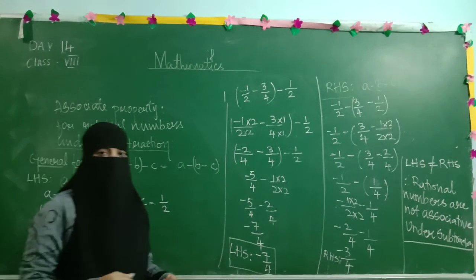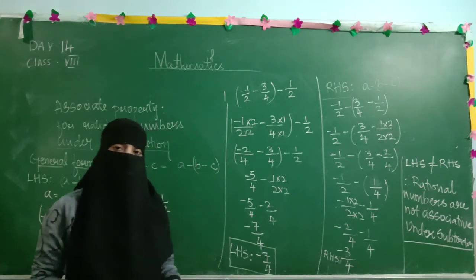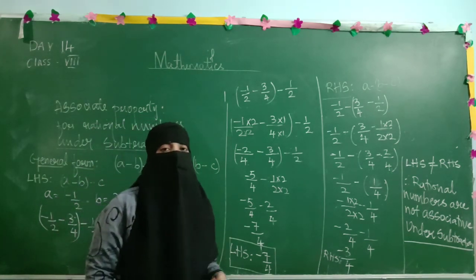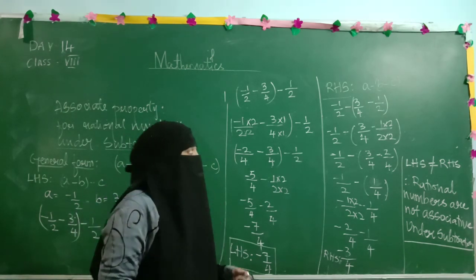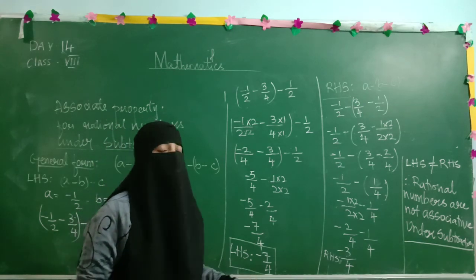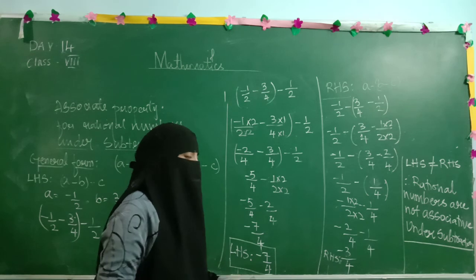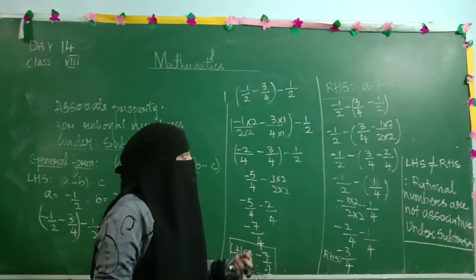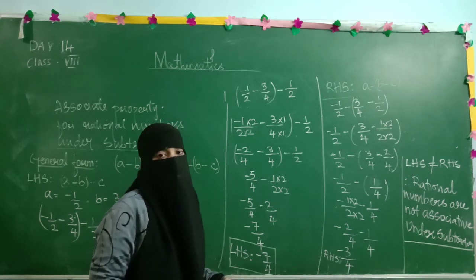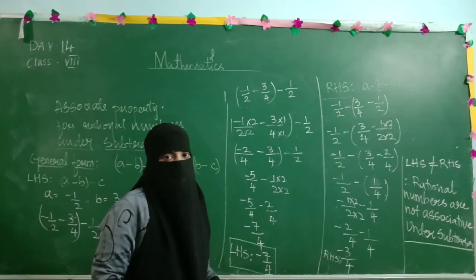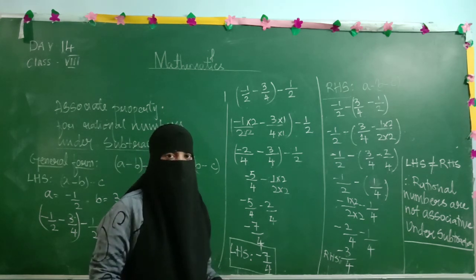So you have observed here very carefully that LHS and RHS are not equal. But when we verified the associative property for rational numbers under addition, we observed that the rational numbers are associative under addition. Whereas in case of subtraction, we found that these rational numbers are not associative under subtraction. Okay, so all the best children, and take your own rational numbers and try and verify whether they are associative or not under subtraction. By taking your own rational numbers, you will get perfection as well.